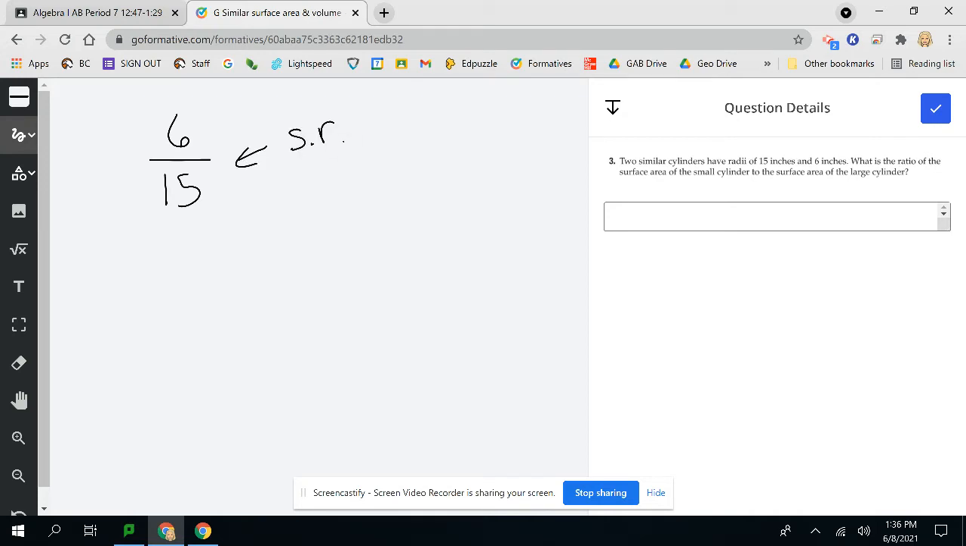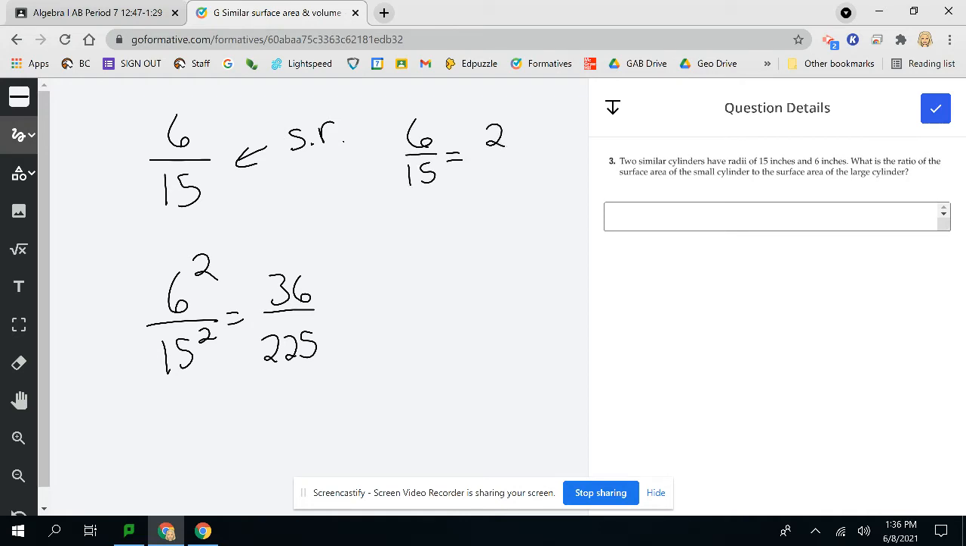When I'm finding the ratio of the areas, I square both, which gives me 36 over 225. I could also choose to reduce the 6 over 15 because those are both divisible by 3. So that gives me 2/5, which would also be 2 squared over 5 squared, which is 4 over 25. These two fractions are equal.